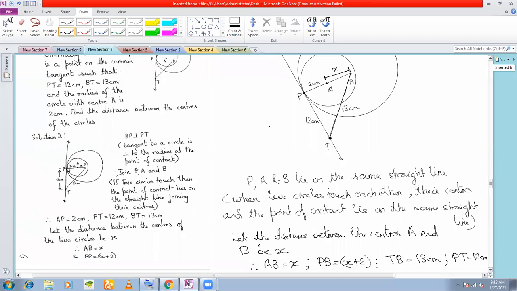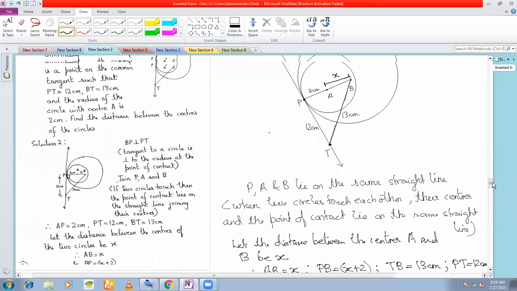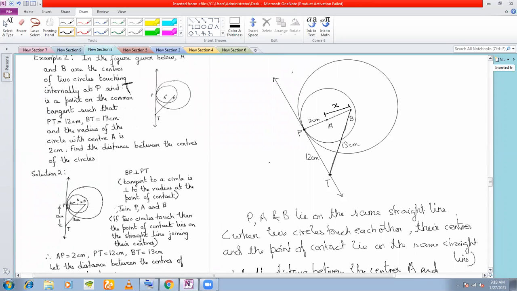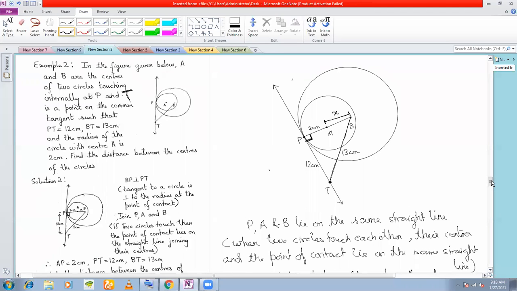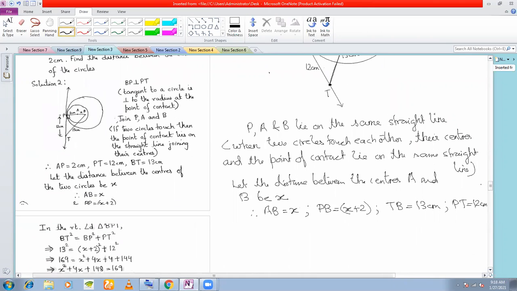You also know that the tangent to a circle and the radius are perpendicular to each other at the point of contact. That means this angle here must be 90 degrees. So what you do here is you write AP perpendicular to PT. Why? Because radius is perpendicular to the tangent at the point of contact.